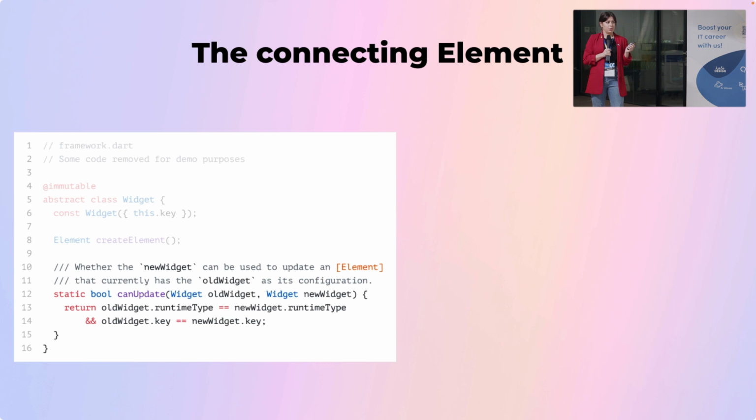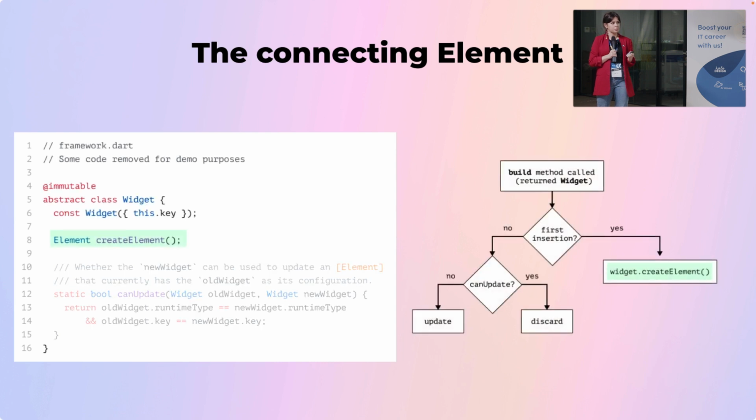We won't be talking about keys today. I encourage you to check out this topic if you haven't before, but yeah, in our case, the keys will always be null, so we will only fall back to the runtime type. So if the runtime type is the same, then the widget says that it can update itself. What does it mean? So let's take a look at the flow.